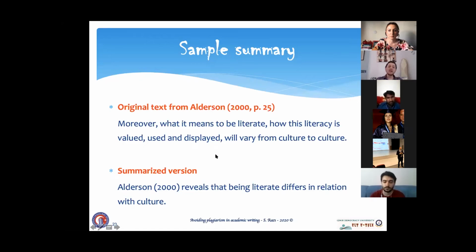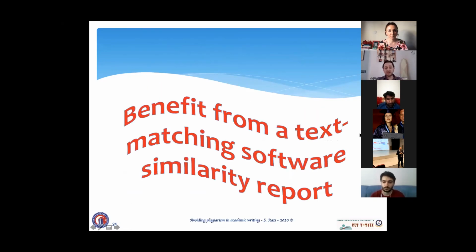But be careful, again, I need to inform my readers that the idea that I present here is coming from another source. How do I do this? By using the author's surname and by using the date of publication. If you do not refer to the author, I mean, if you write such a sentence, being literate differs in relation with culture, then your readers will understand that this is an idea which belongs to you. However, this is not the case. The idea is coming from Alderson. Only the sentence here, the grammatical structure of the sentence, belongs to me. So we need to inform our readers accordingly.